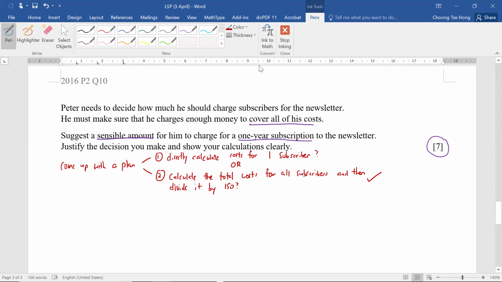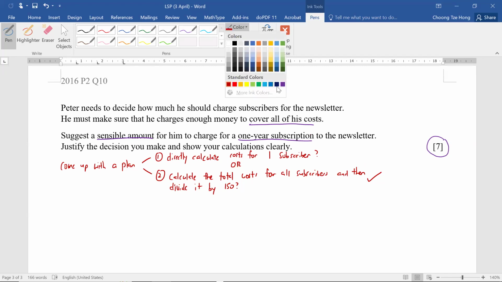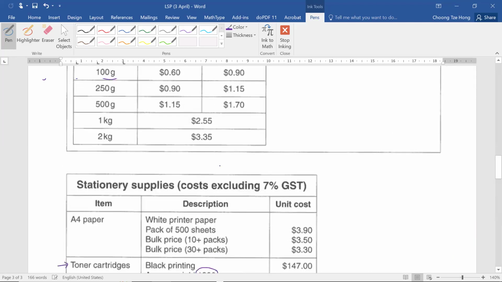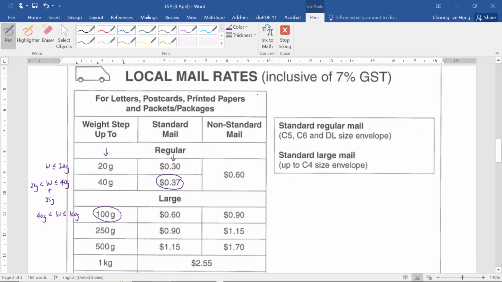Take this approach for the subscribers and then divide by 150, and then you know how much to charge the subscribers. So when you do this kind of question, the examiner is looking at your thought process, how you are going to approach the question. So we are going to calculate the total cost for all subscribers and then divide it by 150. Let's start one by one. What are the different costs that we're going to take? The first one, let's do mailing cost first.